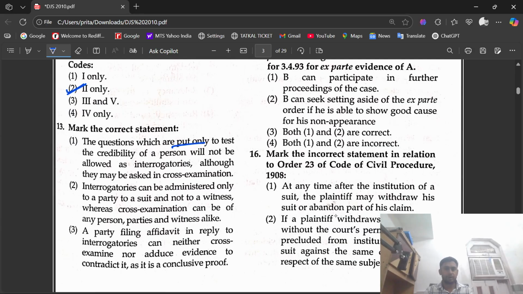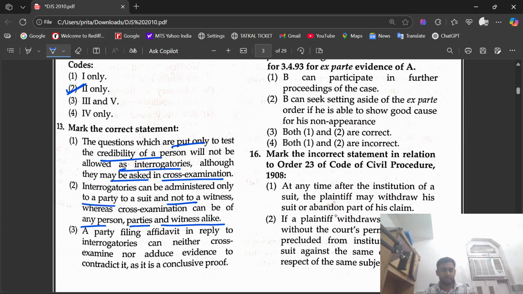Wait, let me read the all option one more time. The question which are put only to test the credibility of a person will not be allowed as interrogatories, although they may be asked in cross examination. Interrogatories can be administered only to a party to a suit and not to a witness, whereas cross-examination can be of any person, parties, and witness alike. Interrogatories can be administered only to a party to a suit.